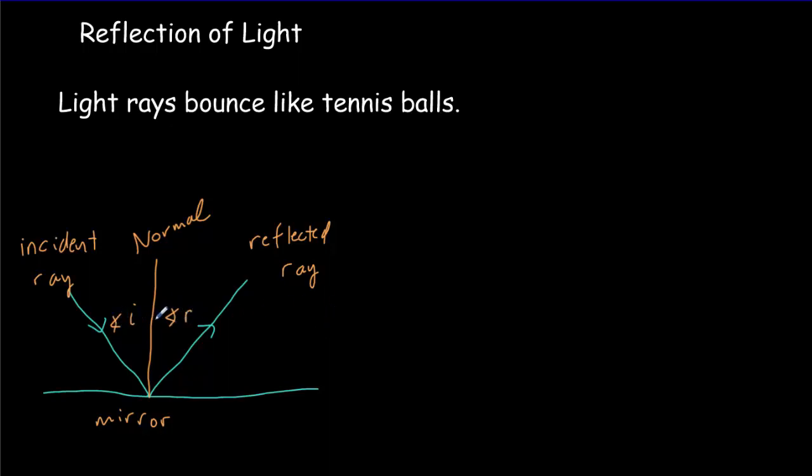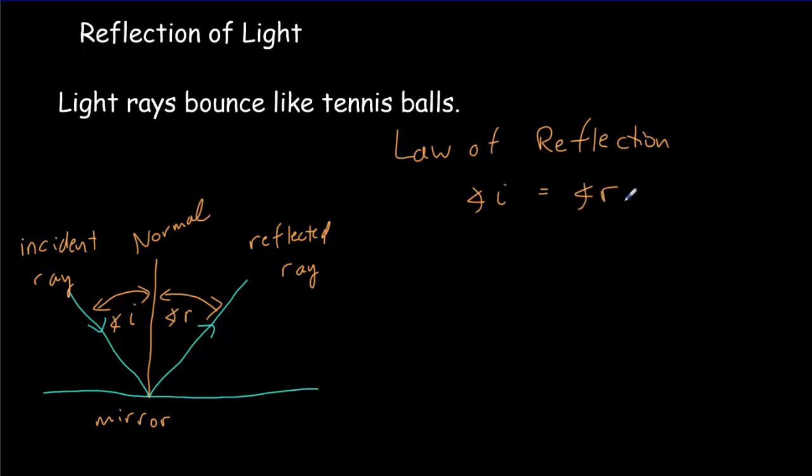And we have something called the law of reflection. And that simply says that this angle of incidence is equal to the angle of reflection. So that's the law of reflection. Symbolically, we'd write the angle of incidence equals the angle of reflection.